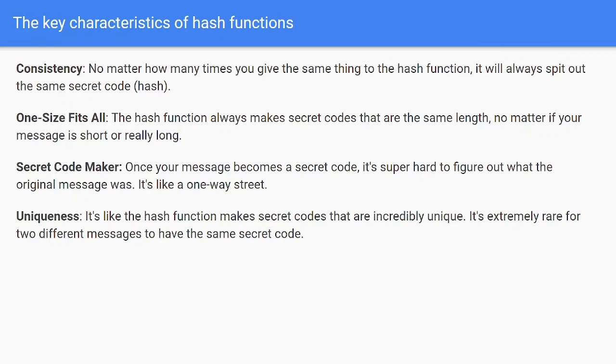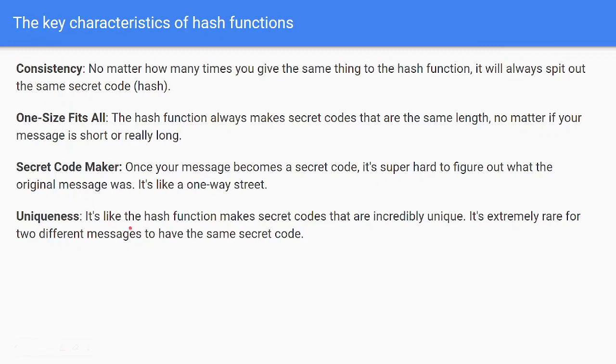And the next one is one size fits all. The hash function always makes secret codes that are the same length, no matter if your message is short or really long. Let's say, for example, I put in this message, meet me at noon. It's going to give me the same character length of hash as it will give me if I say just noon. So for example, if I say meet me at noon and it produces about, let's say, 128 characters. You know what characters are. The characters are things like A, B, C, 1, 2, capital letter A, capital letter D. That's characters.